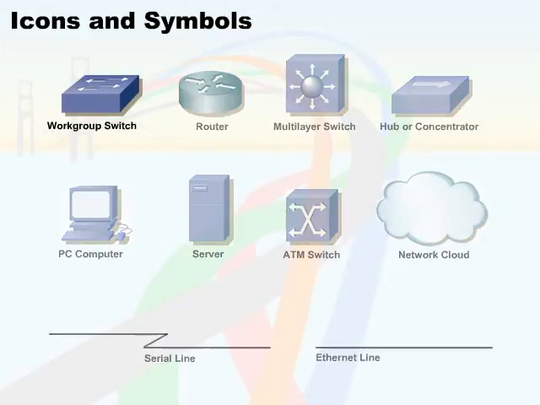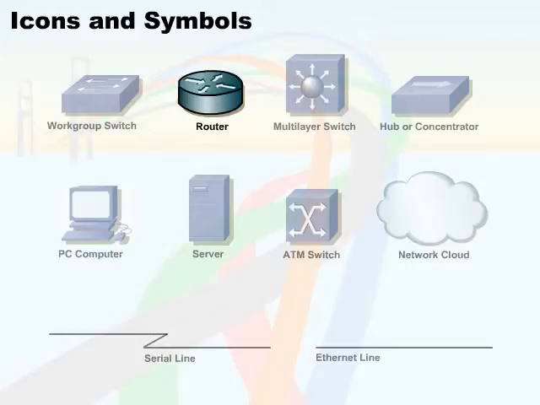Number one, we have the workgroup switch. This is a universal icon used for a switch, typically functioning at layer 2 of the OSI model. You'll see this in different Cisco diagrams. Number two, the universal symbol for a Cisco router is also very important.